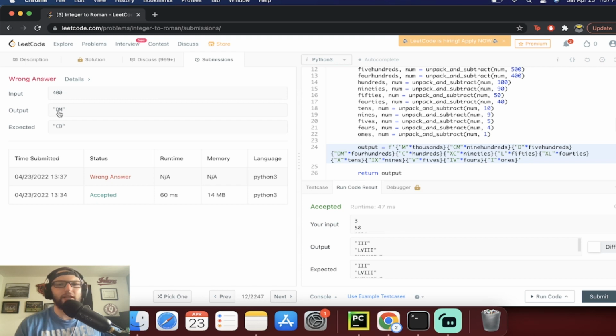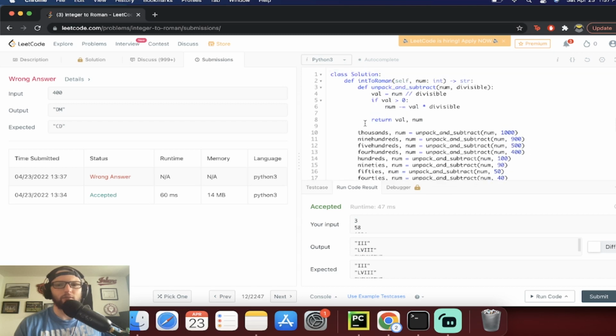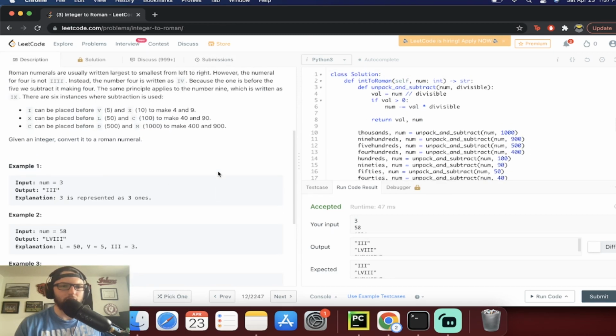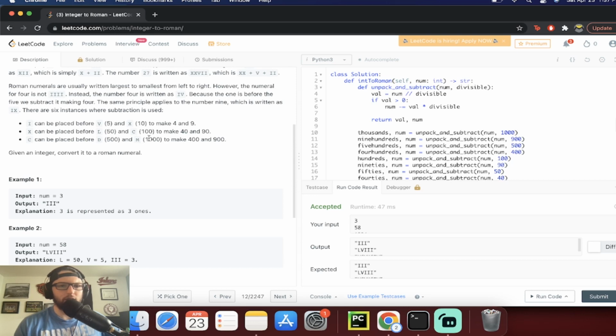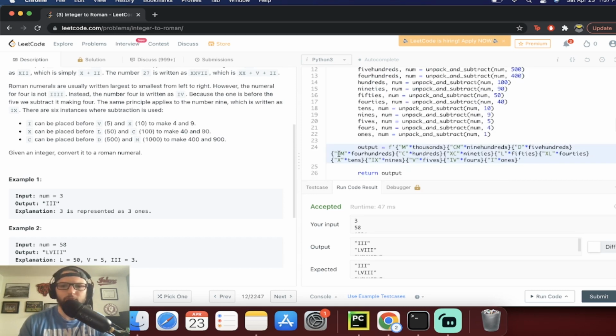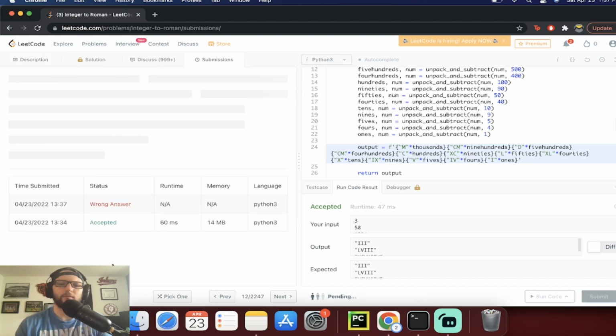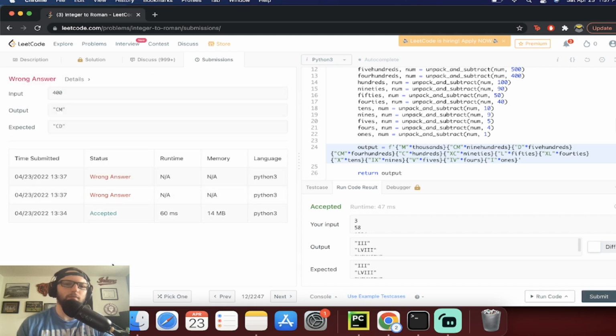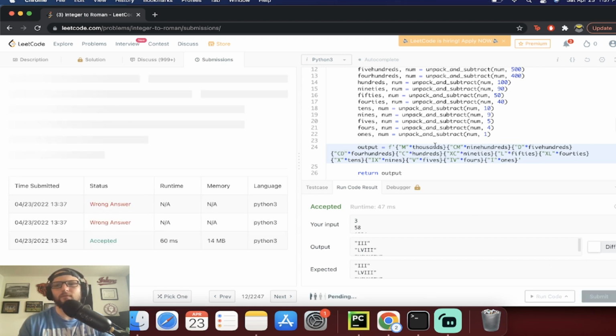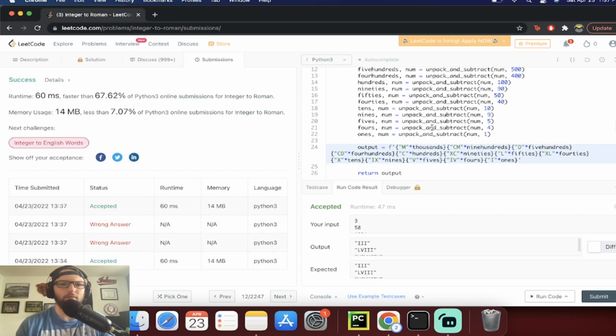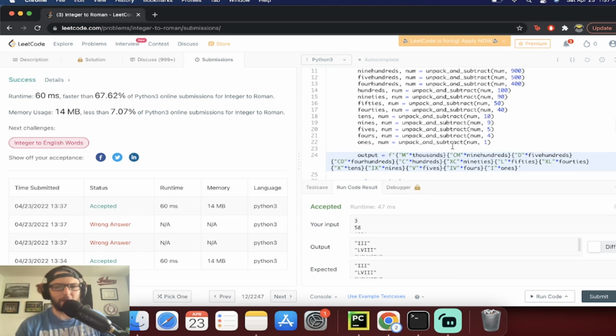Output. DM. I think I screwed up 400. What was 400 supposed to be? 400 is CM, not DM. Okay, that's why you run these tests. Got the wrong answer again. Oh, it's expected to be CD, my fault. Okay. So still not super efficient on the space.